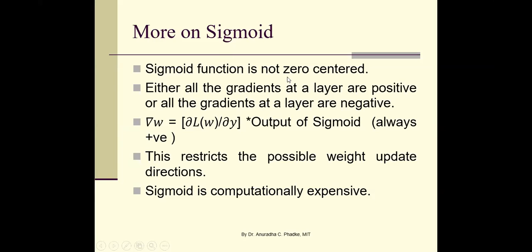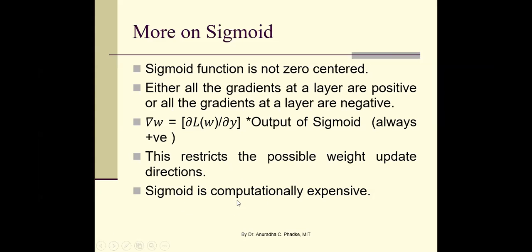Now as sigmoidal is not zero centered, all the gradients at a particular layer either increase in positive direction or decrease in negative direction. It also depends on what your initial weight values are, okay? And that's why the output of sigmoidal is always either positive or negative, and this restricts the possible weight update direction. So your weight updation is either always in positive direction or it is in negative direction.